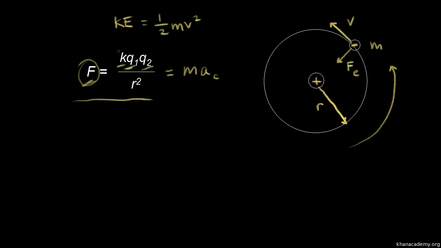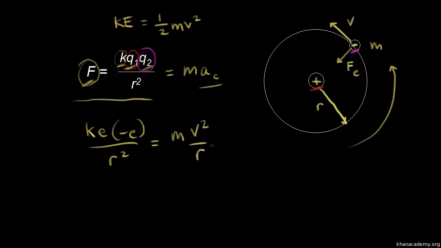All right, let's go ahead and write down what we know. K is a constant. We'll write that in here. Q1 is the charge on a proton, which we know is the elementary charge, so it would be positive e. Q2 is the charge on the electron. The charge on the electron is the same magnitude as the charge on the proton, but it's a negative value. So we have negative e as the charge on the electron, divided by r squared, is equal to the mass of the electron times the centripetal acceleration. So centripetal acceleration is equal to v squared over r.